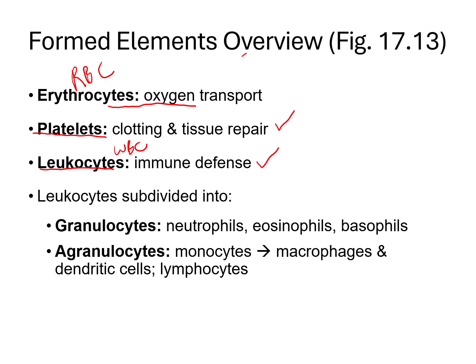Leukocytes are divided into two main categories. We have our granulocytes, which have visible cytoplasmic granules and include the neutrophils, eosinophils, and basophils, and the agranulocytes, which lack visible granules and include monocytes, which will differentiate into macrophages and dendritic cells, as well as lymphocytes.